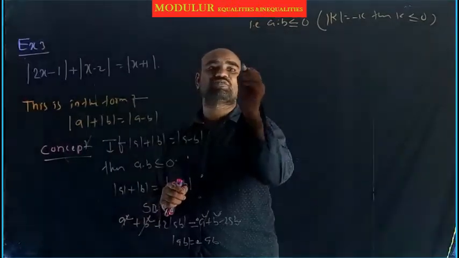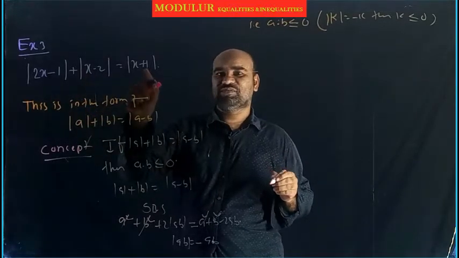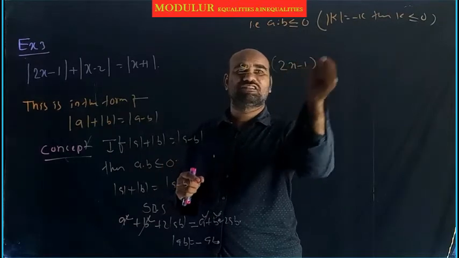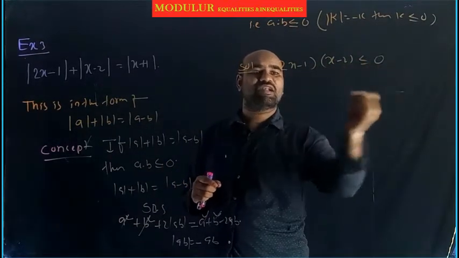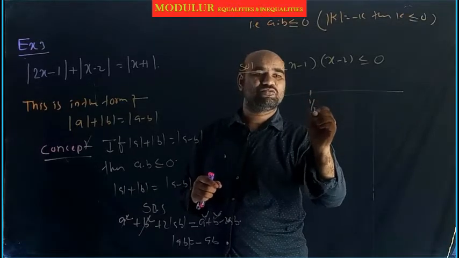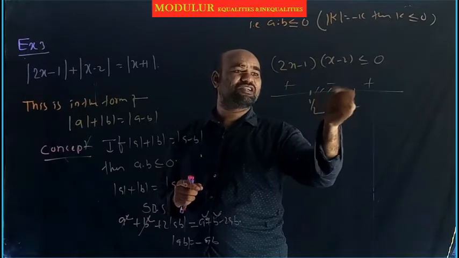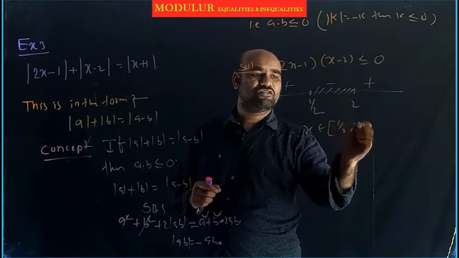So solution for this problem directly. So what now? This is a, this is b, this is a minus b. Okay, a into b lesser than or equal to 0. 2x minus 1 into x minus 2 lesser than or equal to 0. Just draw the number line. Here 1 by 2, here 2, plus minus plus. We want lesser symbols. So what happened now? x belongs to closed 1 by 2 to closed 2.